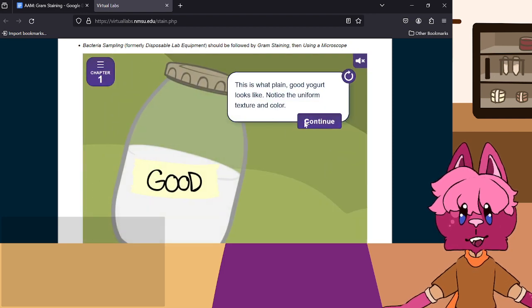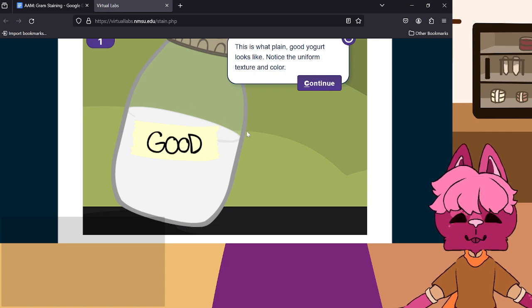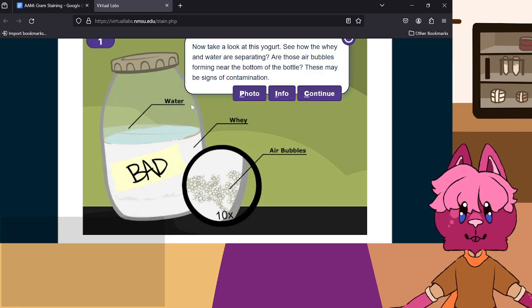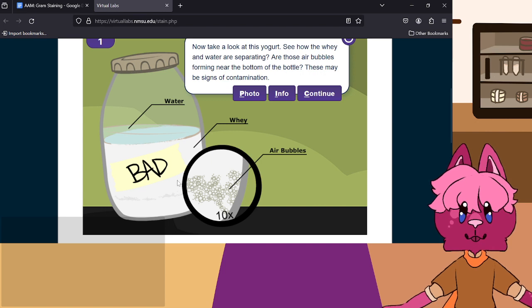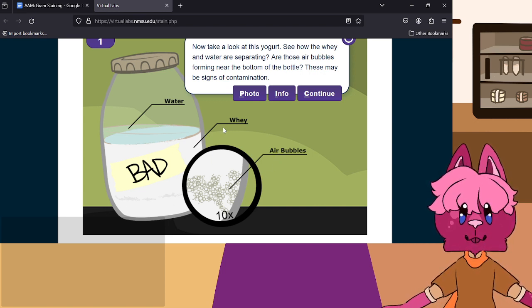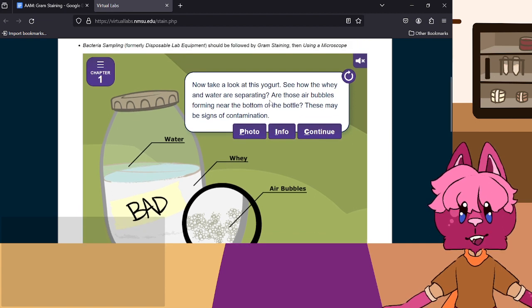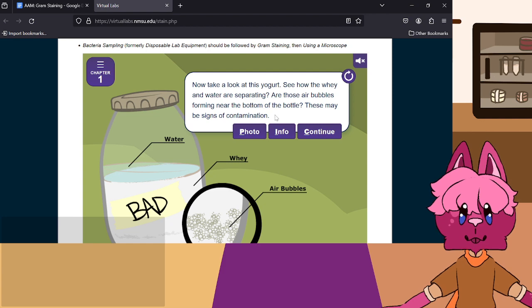This is what plain yogurt looks like. So we have good color, uniform color, and uniform texture. And here is what bad yogurt looks like. You can see there's water on the top. The color isn't very uniform. You can have these air bubbles. There's whey, the other whey and water separating. All those air bubbles are forming near the bottom of the bottle. These may be signs of contamination.